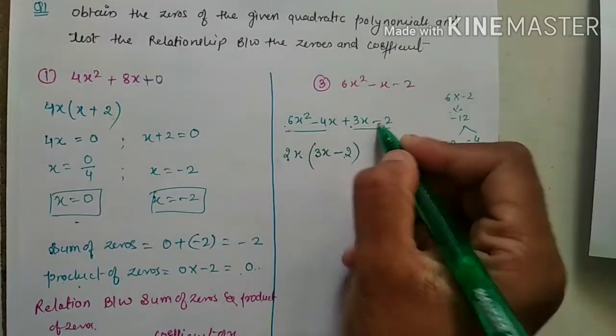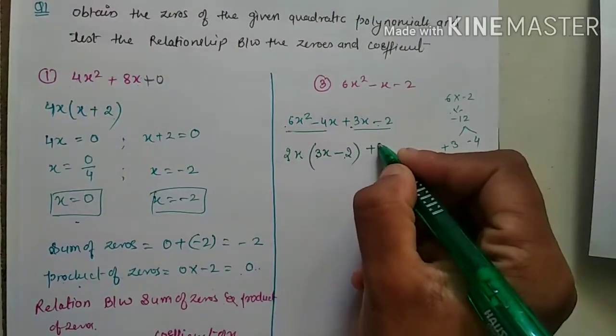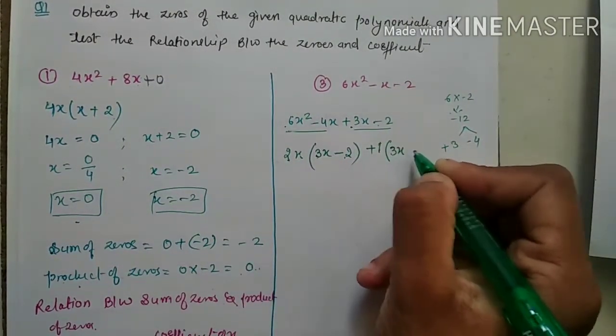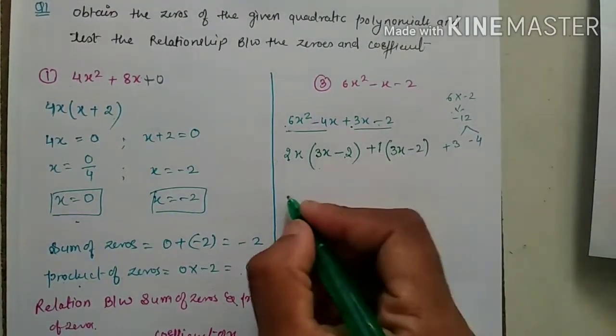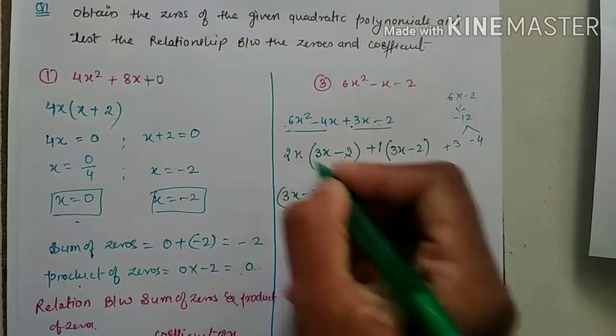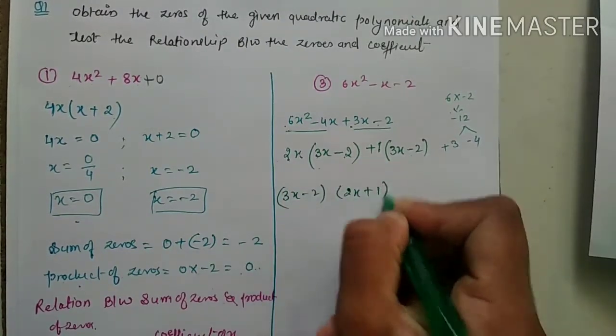Here is positive, here is negative. I am taking positive as a positive, 1 as a common. So what am I getting? 3x minus 2. Just see these two columns are same. Write one time. And these two write down together.